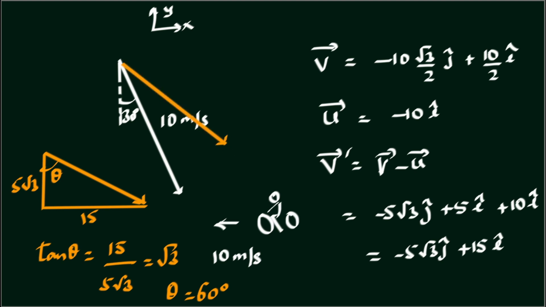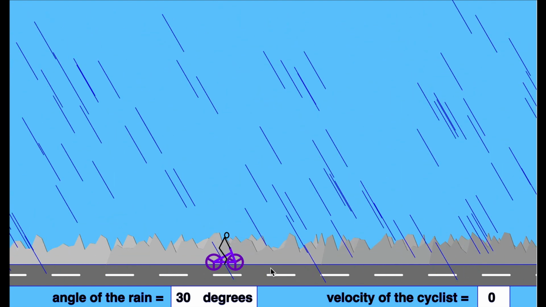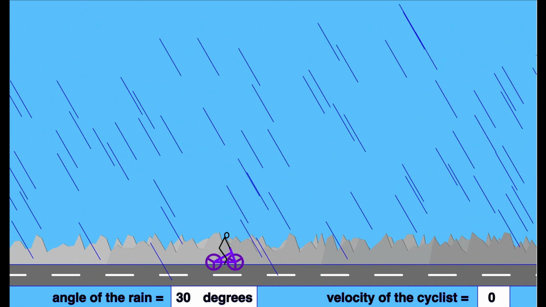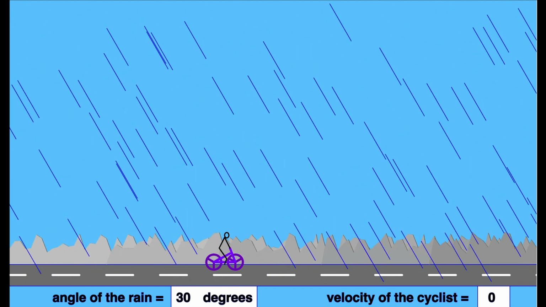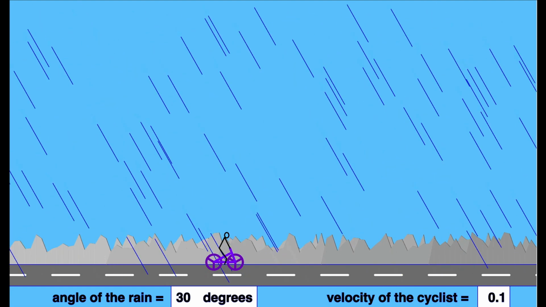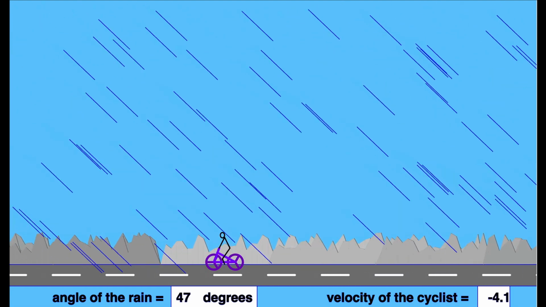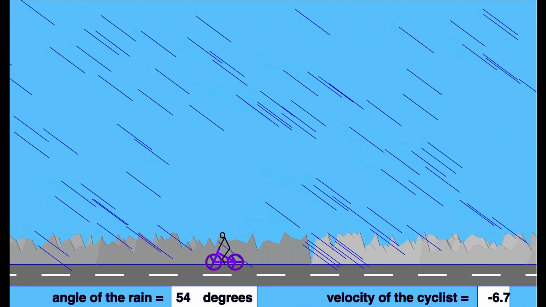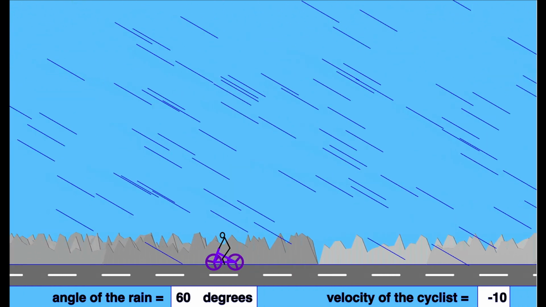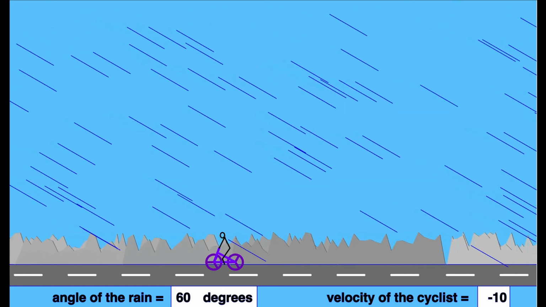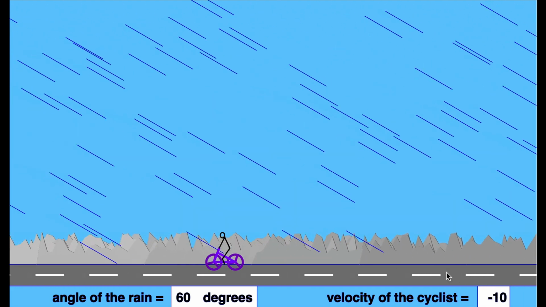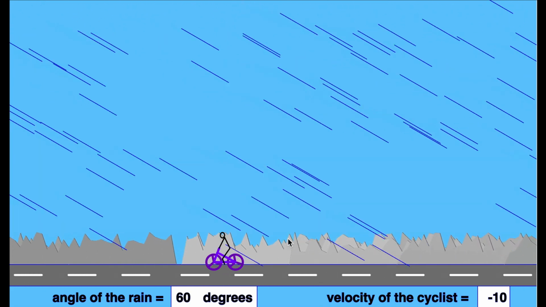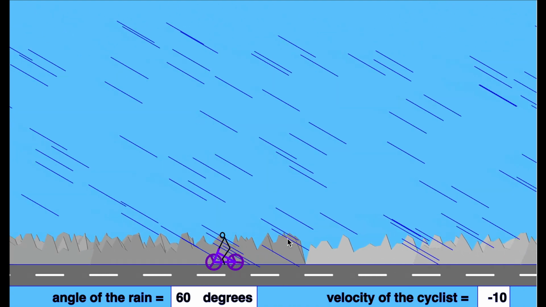In the third problem, the rain is coming down at 10 meters per second at an angle of 30 degrees. But this time, the cyclist is moving to the left at 10 meters per second. So let's give this guy a velocity of 10 meters per second to the left. So now the rain acquires an extra velocity to the right of 10 meters per second. You see, the velocity of the cyclist is minus 10 because it's to the left. And now the rain is coming down at an angle of 60 degrees to the vertical, just as we calculated.